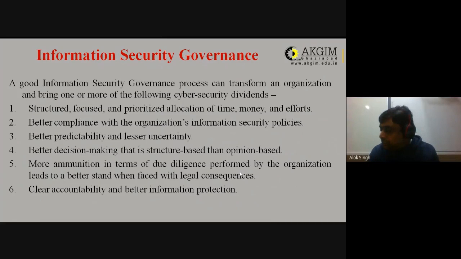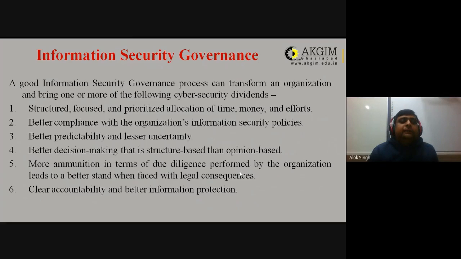A good information security governance process can transform an organization and bring one or more of the following cyber security dividends. First is structured, focused, and prioritized allocation of time, money, and efforts. You should put a proper schedule and budget, meaning allocate resources to the activities. So structured, focused and prioritized allocation in terms of time, money, and efforts.